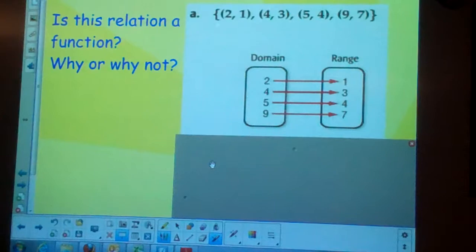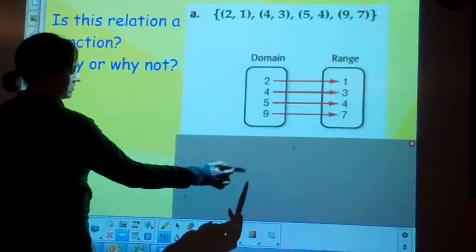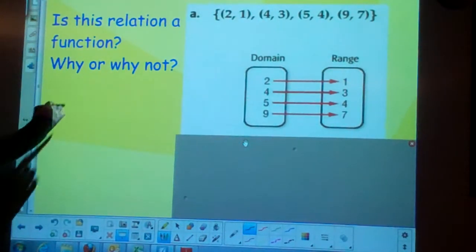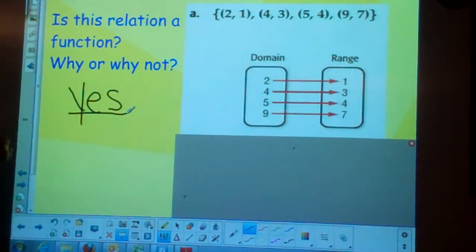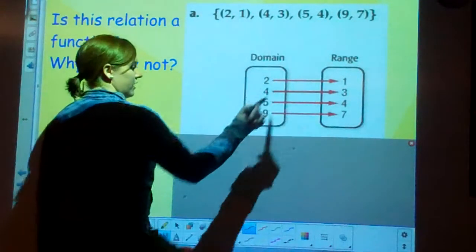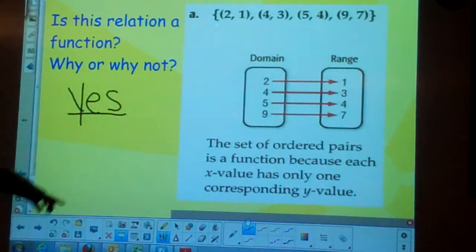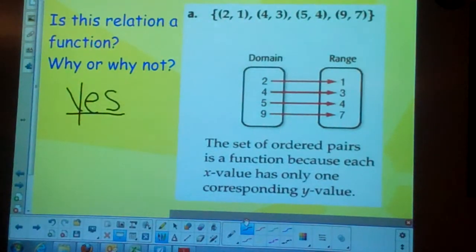Is there exactly one output for every input? Yes. So is it a function? Yes, it is a function because there is one output for every input. In other words, there is exactly one y value for every x value.